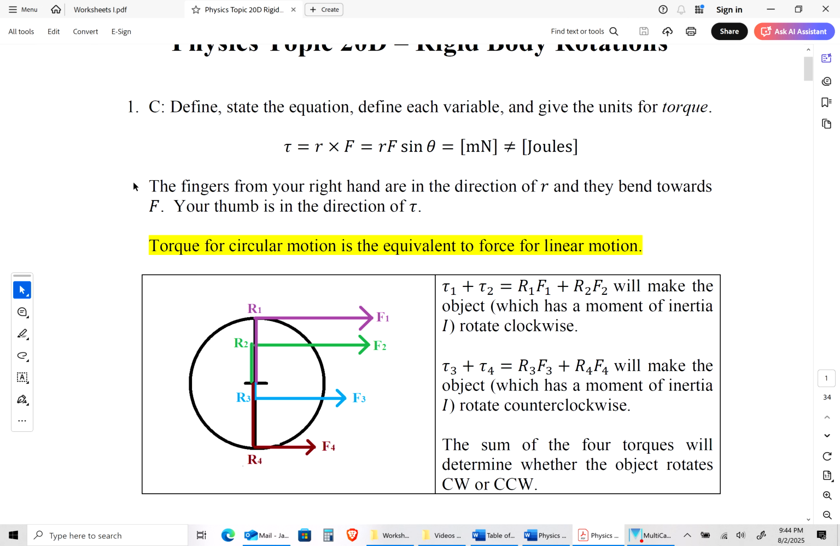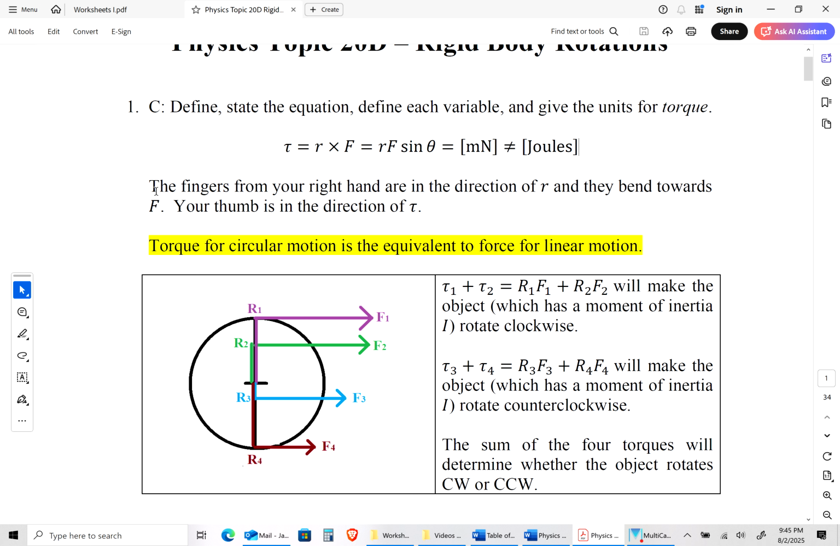Question 1. State the equation, define each variable, and give the units for torque. So torque is this equation, R cross F, or RF sine theta, where theta is the angle between R and F. So it has units of meters, R, and newtons, F, and sine theta has no units. This does not have the units of joules, even though it has the same units as joules, because this has nothing to do with energy or work or transfer of energy.